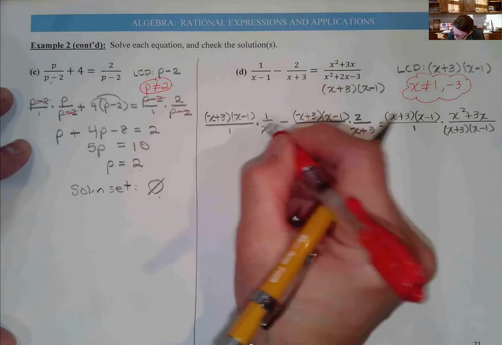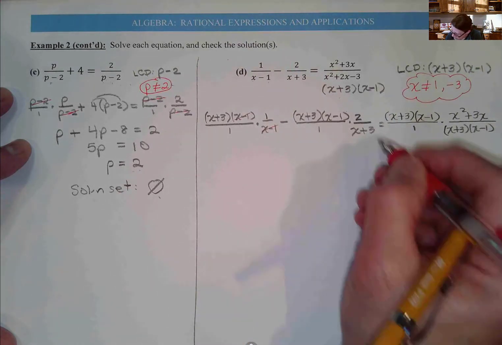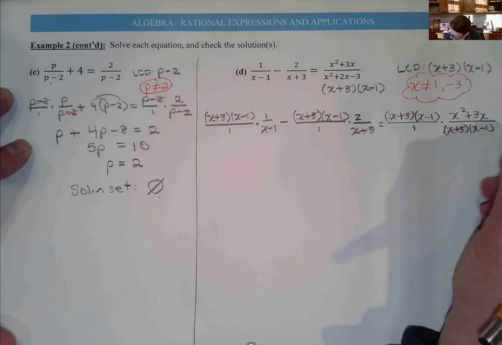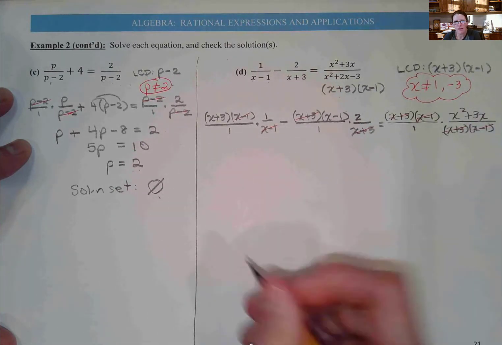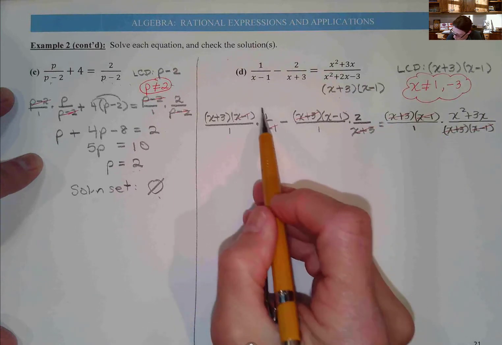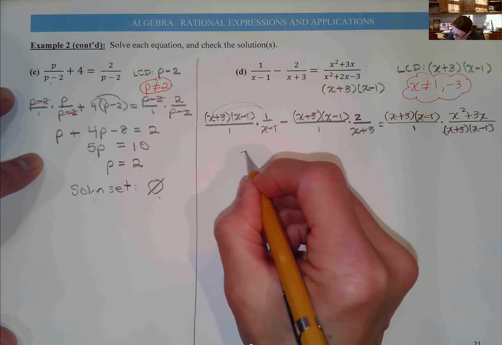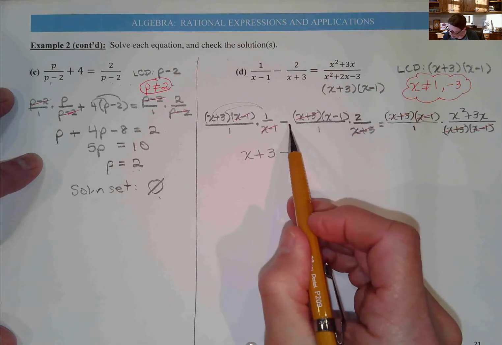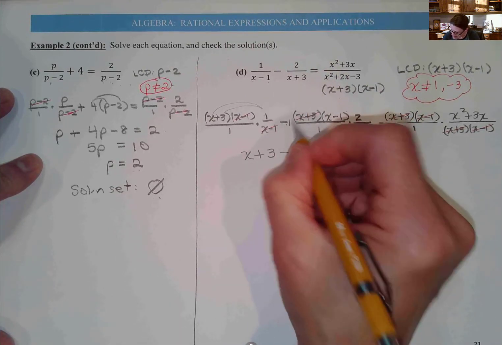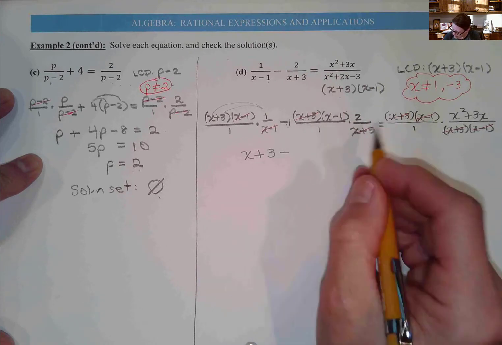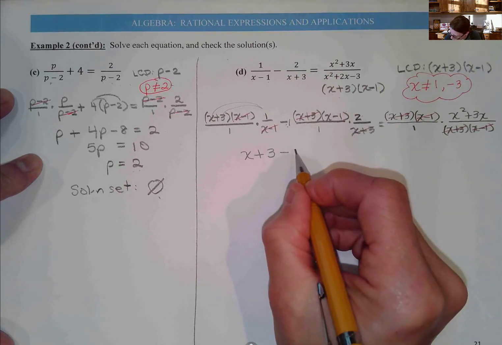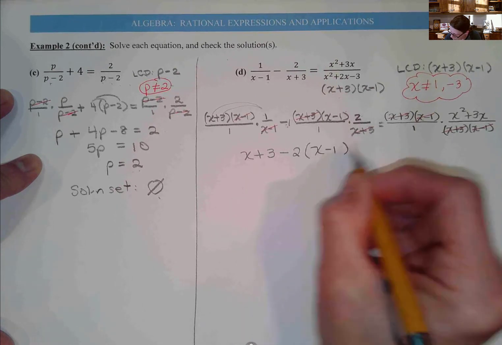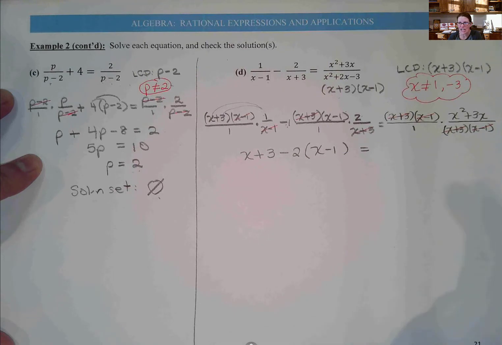Let's divide those denominators. We do this step so we can eliminate the fractions, don't we? Gone, gone. All right, what do we have? We've got 1 times x plus 3, or x plus 3. Now, in the middle here, you can think of that as negative 1 times 2. Let's write that as negative 2 times x minus 1, and we'll distribute at our next step.